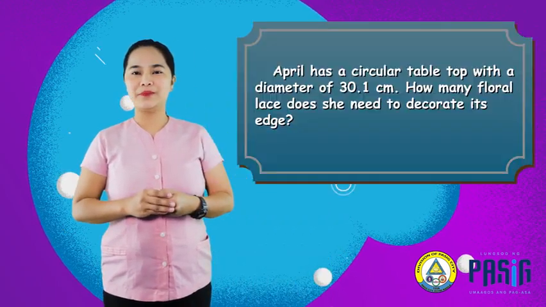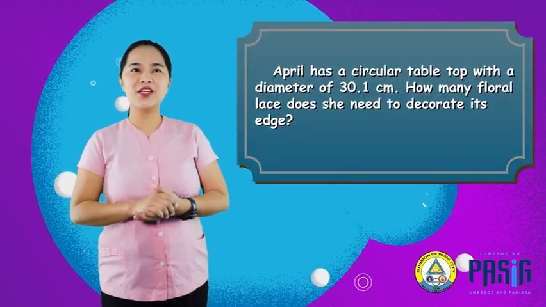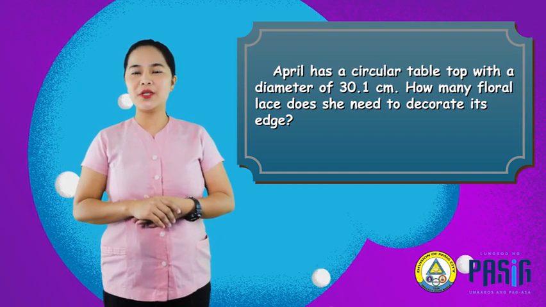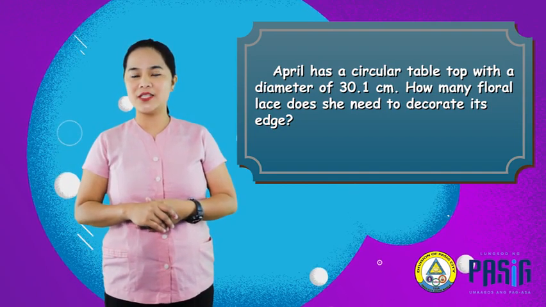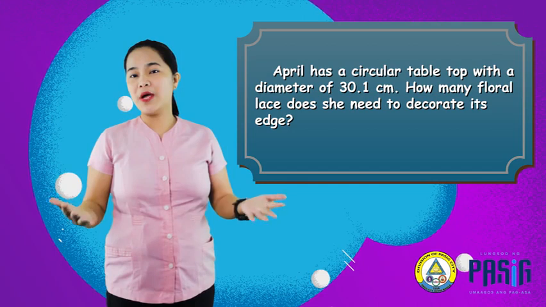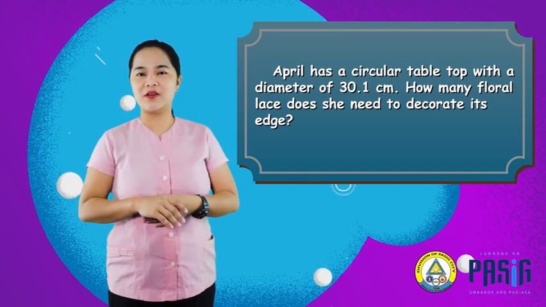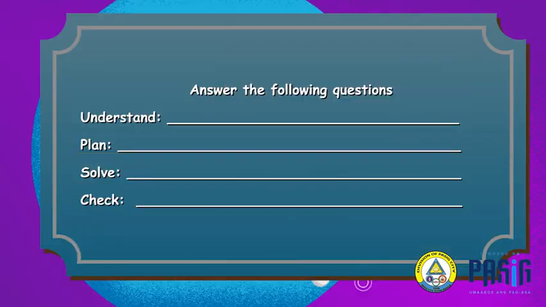For the direction, solve the problem. April has a circular tabletop with a diameter of 30 1/10 centimeters. How much floral lace does she need to decorate its edge? Answer the following questions: understand, plan, solve, and check. Let's take a look at the answers.